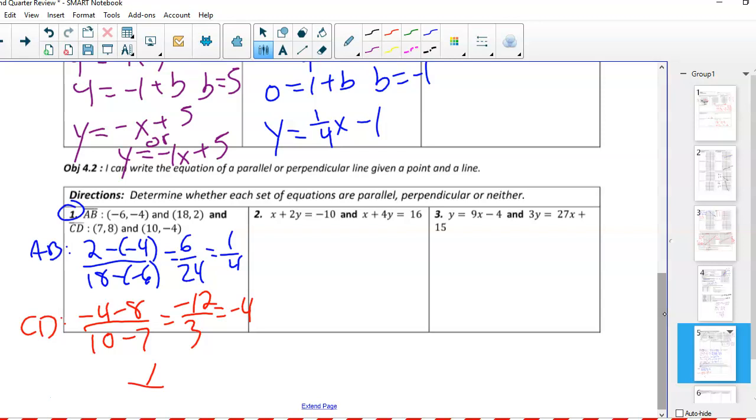So if it's parallel, will it have the same? The slopes will be identical. Remember, parallel is just two lines.